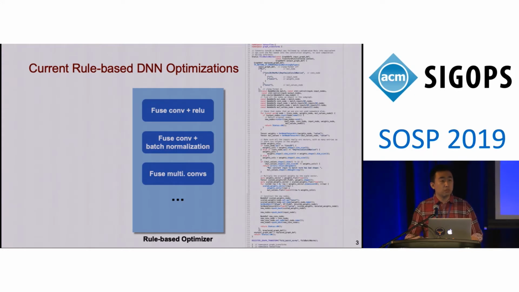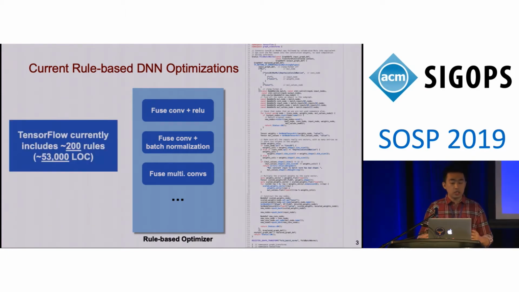Each rule is implemented in source code. The right figure shows the TensorFlow code for implementing the convolution plus ReLU fusion rule. Overall, TensorFlow includes around 200 different rules written in 53,000 lines of code.